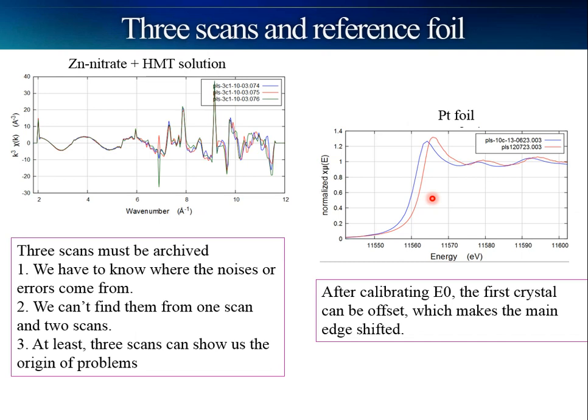The problem is that the first crystal in the double crystal monochromator can be offset. So the main edge is shifted because of that. The main edges of all EXAFS for my samples are also shifted. When you analyze the data, we have to shift the samples according to the platinum foil, like that. Therefore, I strongly recommend 3 scans and using the reference.